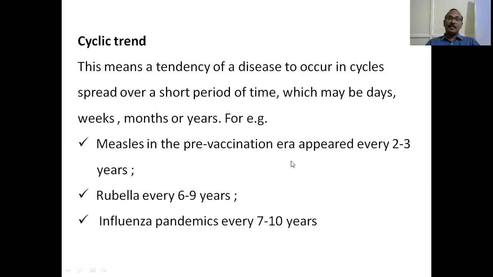This was only in the pre-vaccination era, when measles vaccinations were not given to children. Likewise, rubella seems to occur every 6 to 9 years, and influenza pandemics occur every 7 to 10 years. This is the frequency which has been found.